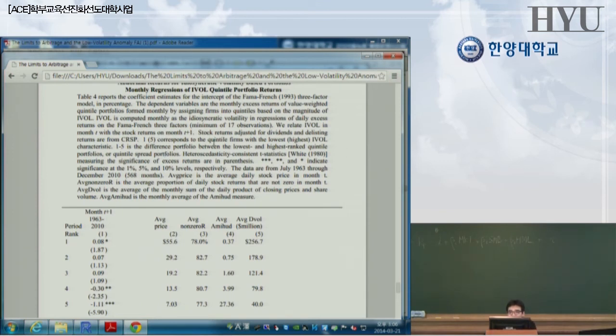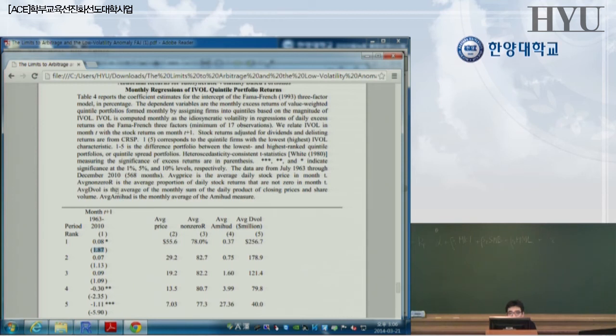1 to 5 corresponds to the quintiles formed with the lowest IBOR to the highest IBOR. 1 minus 5 is the difference portfolio between the lowest and highest ranked quintile portfolio, the quintile spread portfolio, and then there again is the t-statistic. Okay, now the average price is the average daily stock price in month t. Average non-zero R is the average proportion of daily stock returns that are not zero in month t.